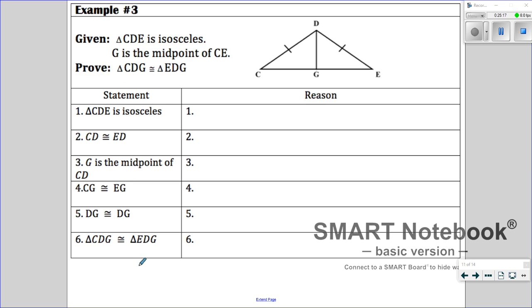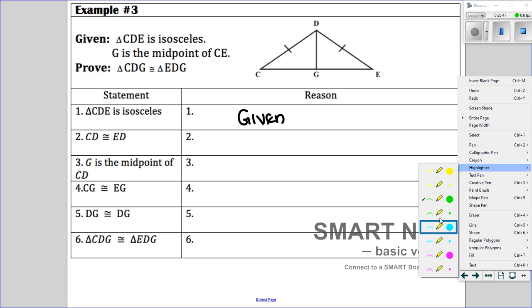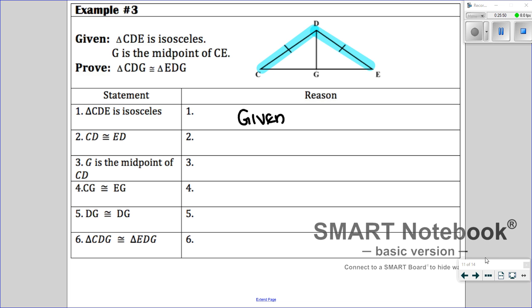All right, so you have all the statements here. The statements are written in a certain order, so we're going to follow through. So it says that CDE is an isosceles triangle, right? Since they said that here, that's given. The next one, they said that CD is congruent to ED. That's also given, because you can see over there. So I'm going to highlight in blue, so that way you notice that. I'm going to write that in blue. So that one is given.